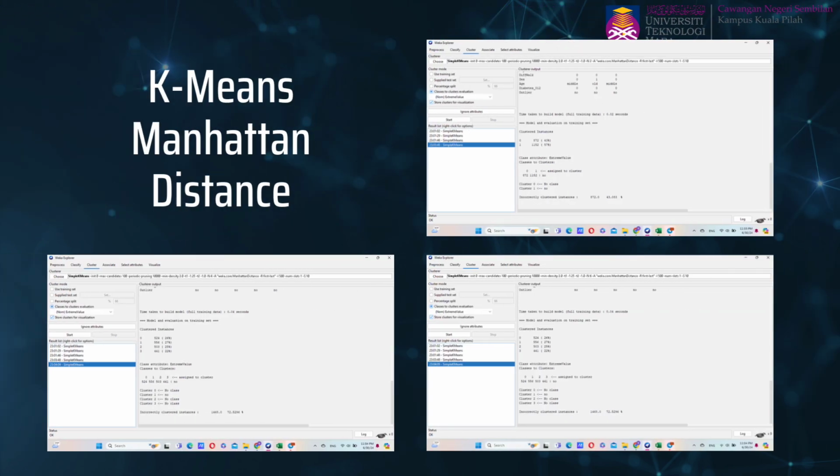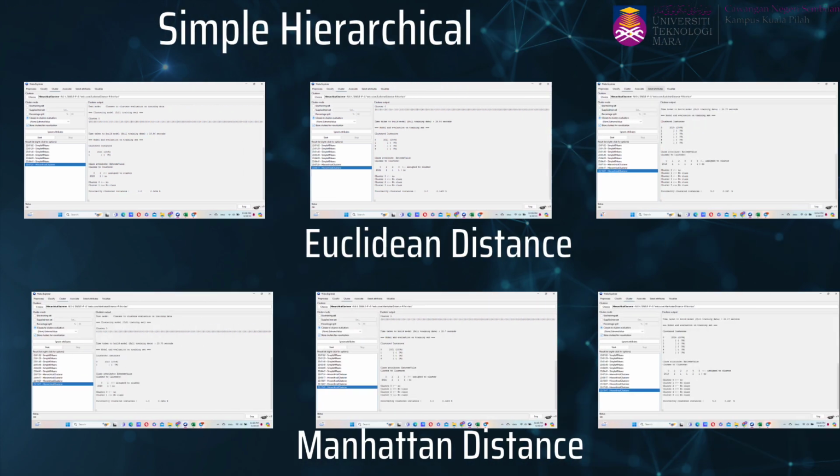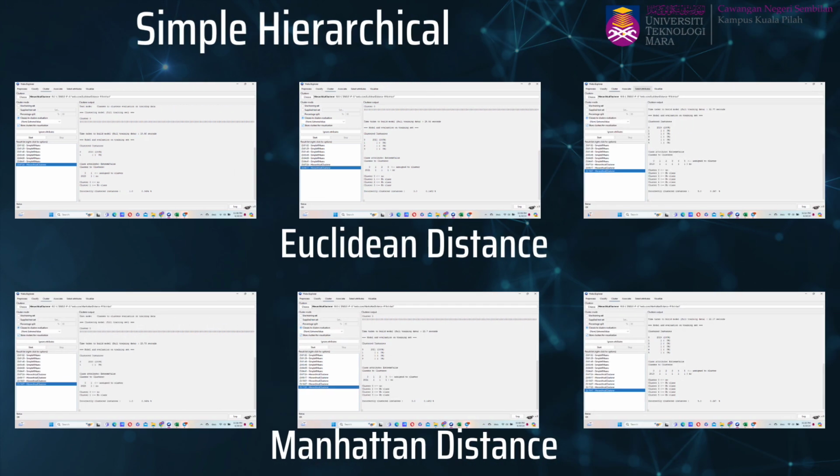Manhattan distance, also known as L1 distance or city block distance, measures the path between 2 points along axes at right angles. It is effective in image processing and supply chain optimization, where grid-like structure or robustness to outliers are important. Hierarchical clustering is a method of clustering that builds a hierarchy of clusters either through an agglomerative approach or divisive approach. Simple hierarchical clustering typically refers to agglomerative clustering, where each point starts in its own cluster and pairs of clusters are merged as one moves up the hierarchy.